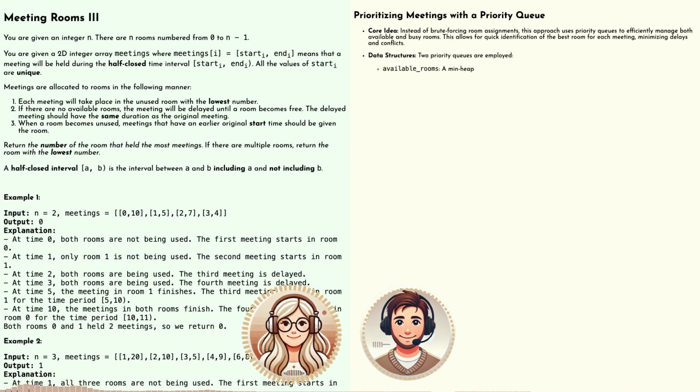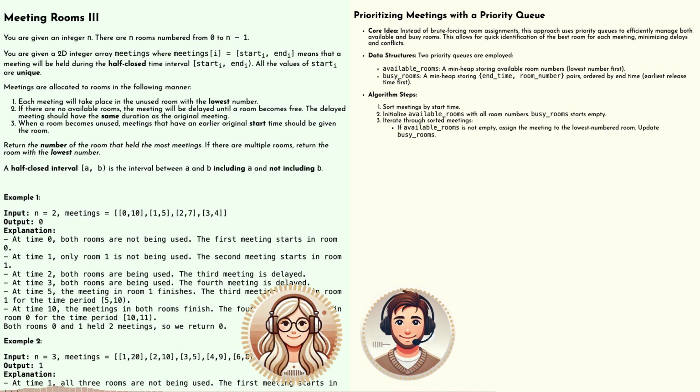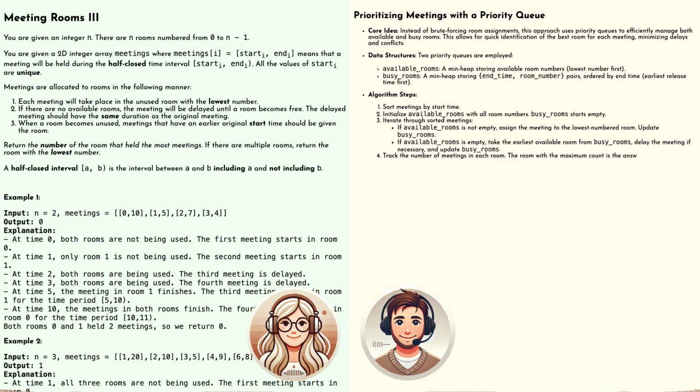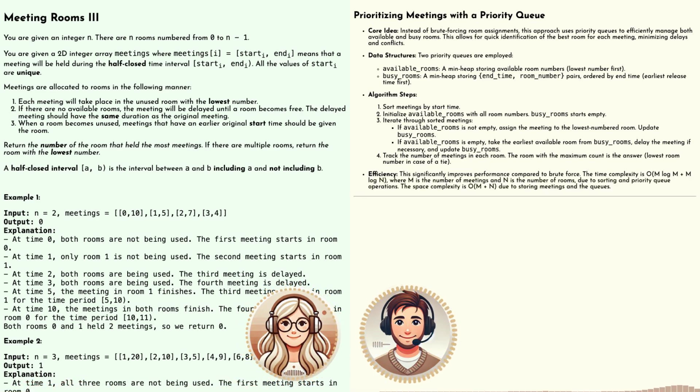Well, instead of randomly assigning meetings, what if we had a way to prioritize them based on some criteria? Okay, I like that. What kind of criteria are we talking about? Well, think about the goal. We want to find the most used room, right? So whenever a room becomes free, we should try to give it to the meeting that needs it the most at that moment. That makes sense.